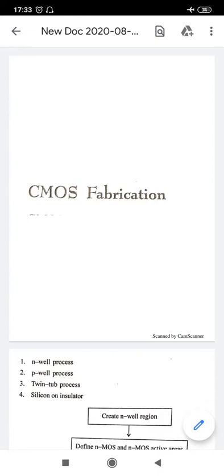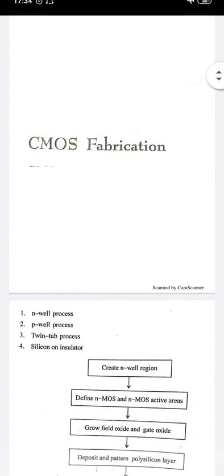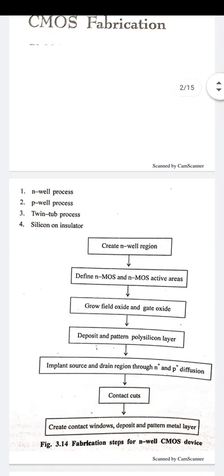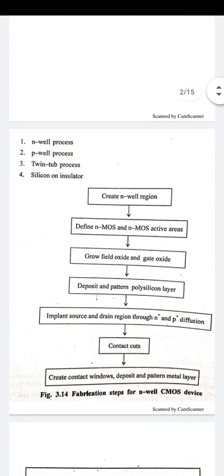we must create special regions, but in twin tub CMOS technology, additional tubs of the same type as the substrate can also be created for device optimization. Here we will study the different types of well processes in CMOS fabrication. Basically 4 types are there: N well CMOS fabrication process, P well process, twin tub process, and silicon on insulator process.